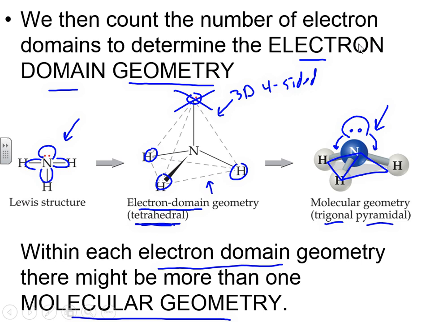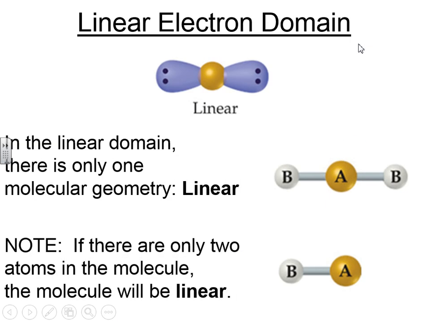And we'll talk about 3 categories to begin with. So the first geometry is the linear electron domain geometry. And the linear one has 2 electron domains. In this case you have the atom A, and you have 2 electron domains, one to the left, one to the right. And obviously for these to go as far as they can from each other, they'll form this linear structure. Now if you have atoms at the end of it, in this case you have 2 atoms at the end, then the molecular geometry.